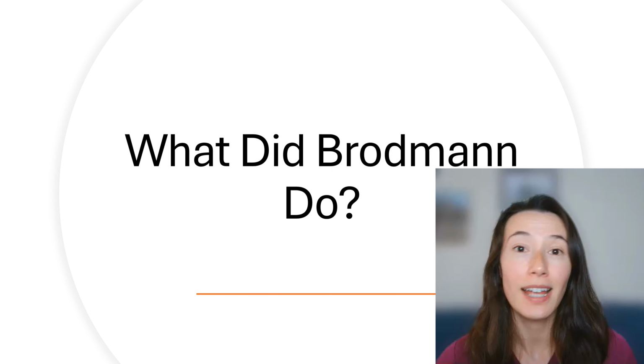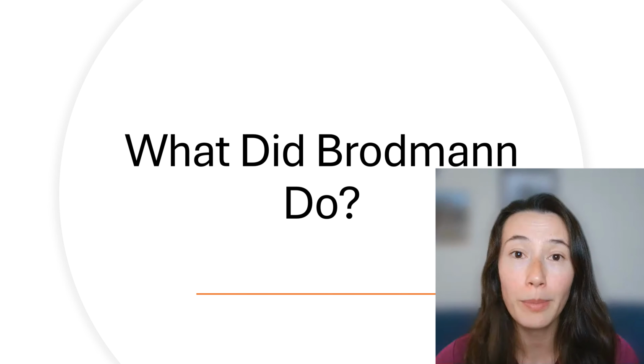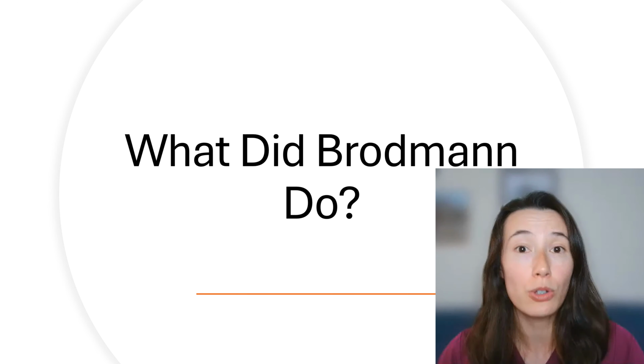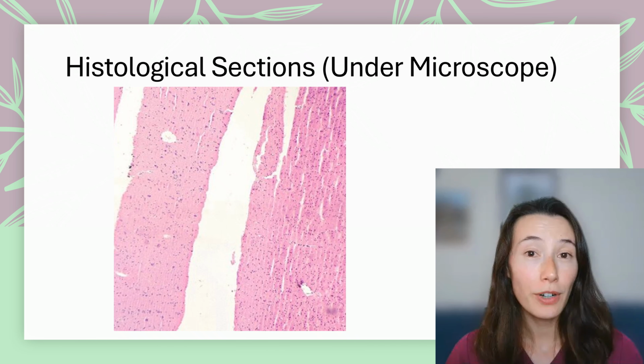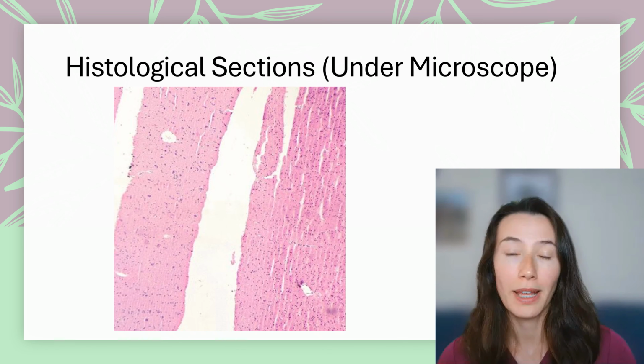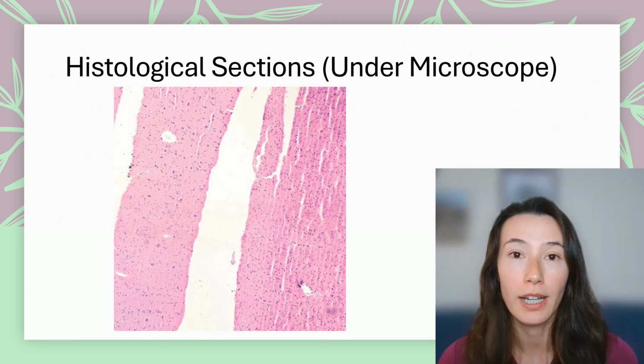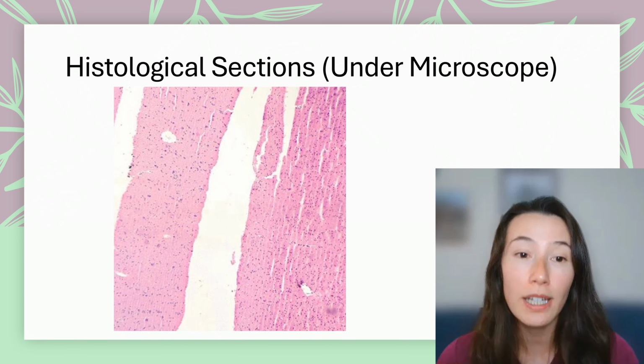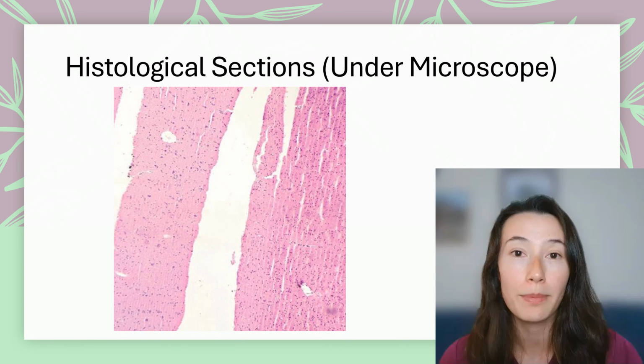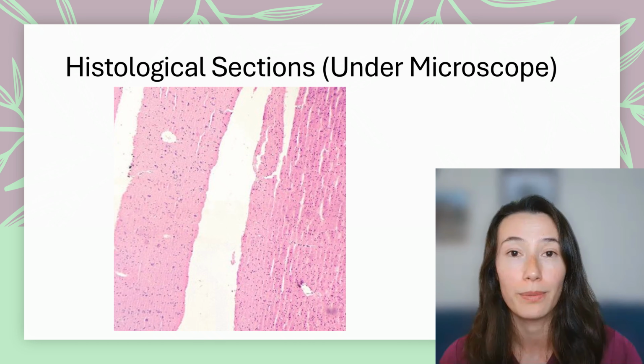And what that means is that he took slices of the brain, looked in a microscope, and then took a look at how the cells looked. So a sliver of the brain was put under a microscope, and this is something that we would see. Brodmann took slices of the entire brain, and based on his findings, that's where the concept of Brodmann's areas came about.